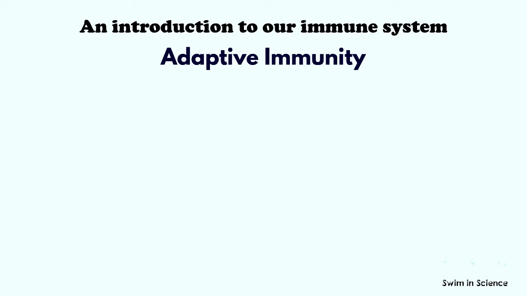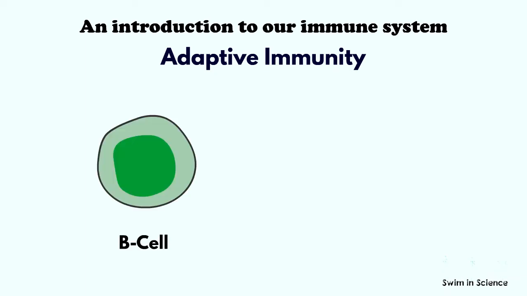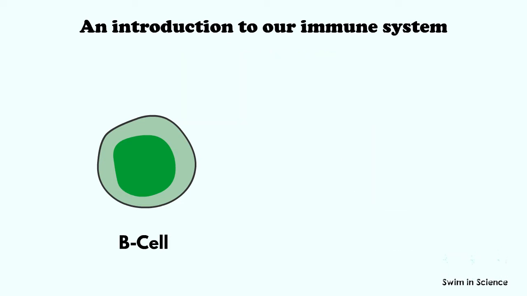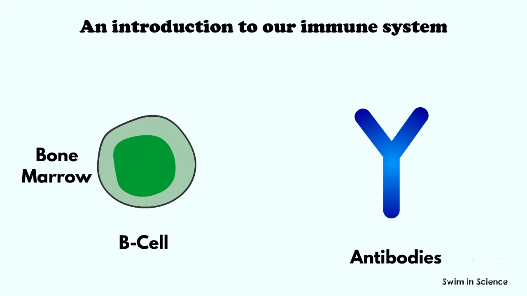The adaptive immune system mainly has two types of lymphocytes. One is B lymphocytes, that is B cells. The other one is T lymphocytes, that is T cells. B lymphocytes are called B cells as they mature in the bone marrow. So we are all aware of antibodies, and these antibodies come into the picture now.